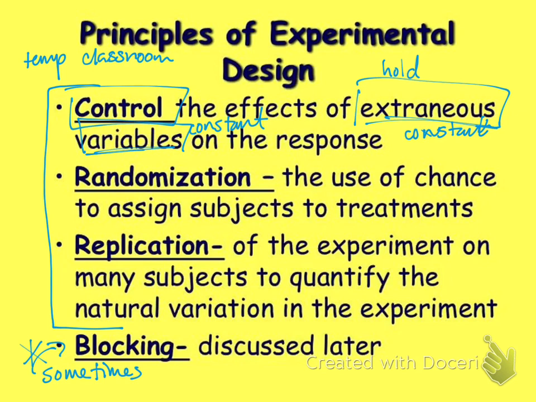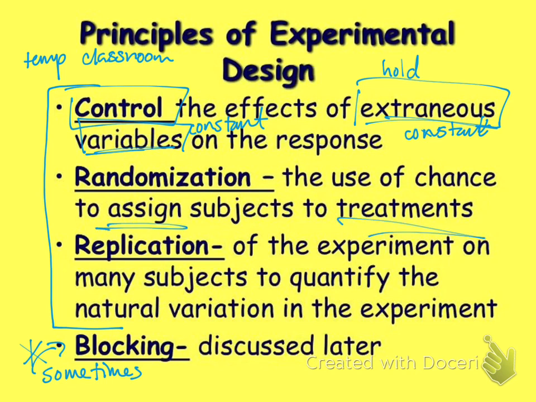That is your goal, to try to hold as many extraneous variables constant. And you just listed out like 10 of them for me. So you could try to hold all of those constant. That is what control is. Randomization is the use of chance to assign subjects to treatments.